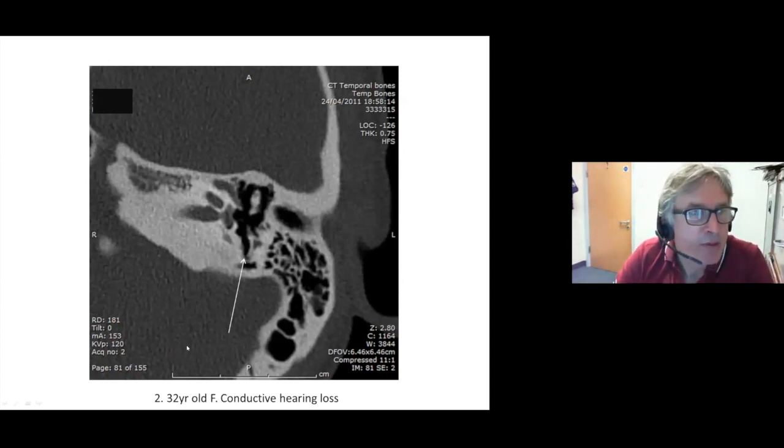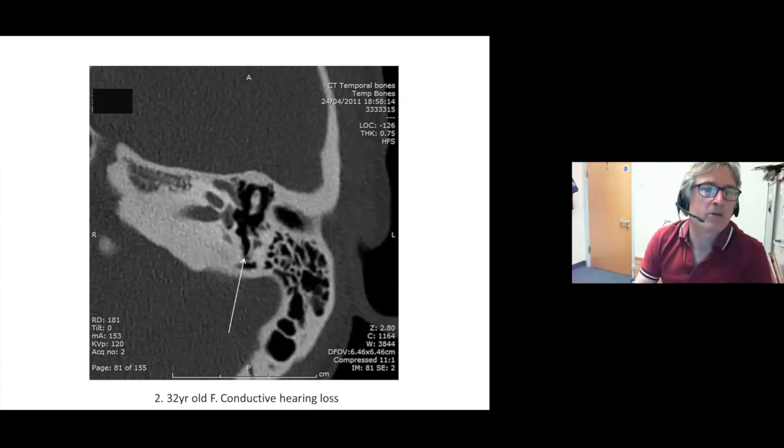32-year-old female with conductive hearing loss. I just want the diagnosis. And what is the white arrow pointing to? Again, a bit of normal anatomy. Or at least the arrow is pointing to the normal anatomy, but there's some pathology in there as well.